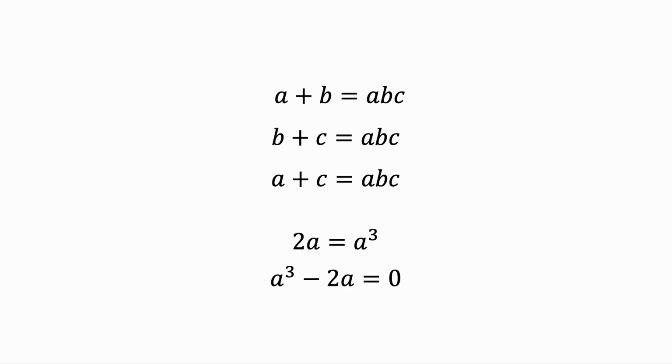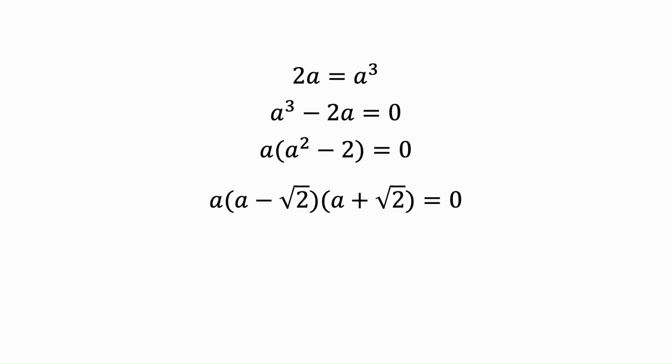Now let's take both of them to the same side. We will have a cubed minus 2a equals 0. Now we can factor out a from here. A times a squared minus 2 equals 0.